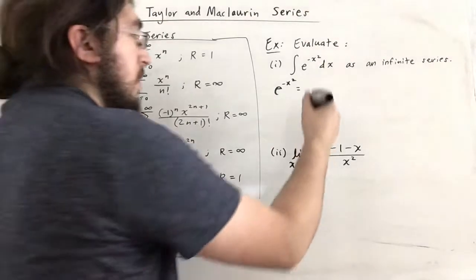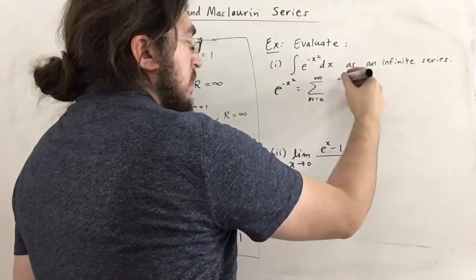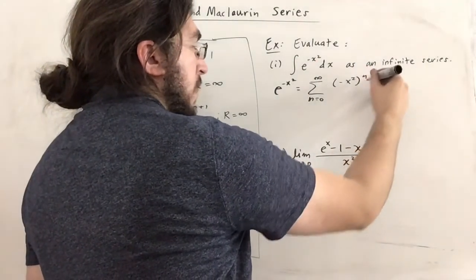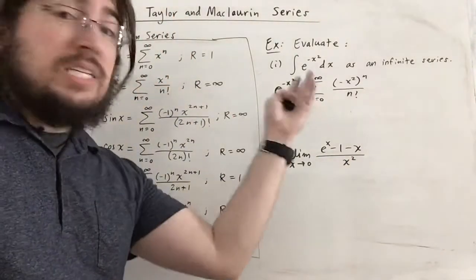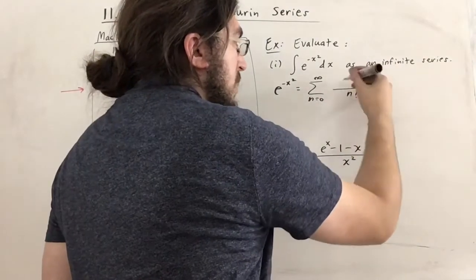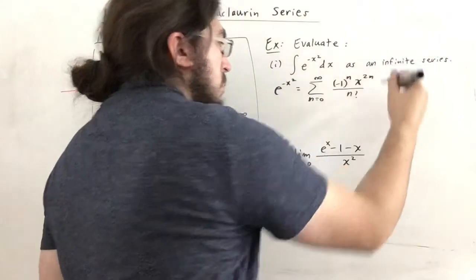with negative x squared. So this is the sum from n equals 0 to infinity of negative x squared to the n over n factorial. Now notice negative x squared to the n, we've actually seen this before. We can split it up in such a way that we can write this as negative 1 to the n times x to the 2n. So that we can see that it's clearly an alternating series.